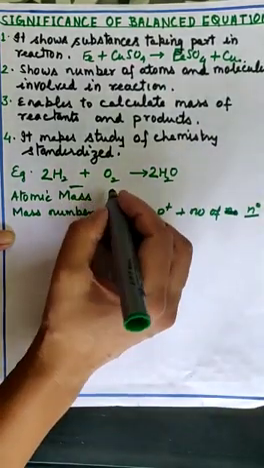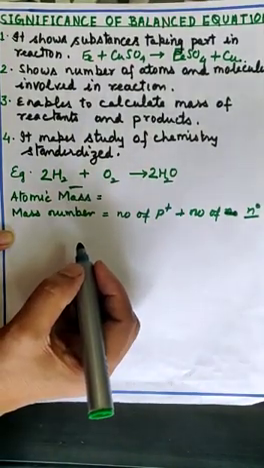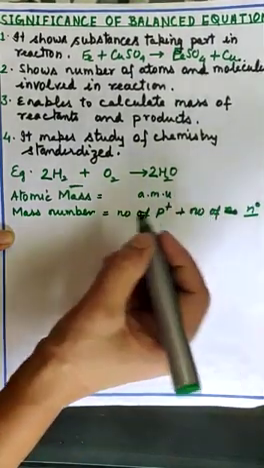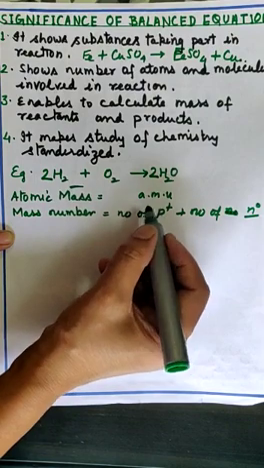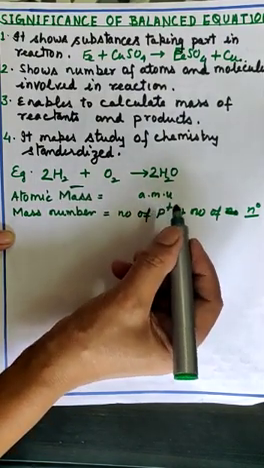And what is atomic mass? The real mass of one atom of an element expressed in AMU. What is AMU? A smaller unit of mass created for expressing the mass of atoms, molecules and atomic particles, that is protons, neutrons and electrons.